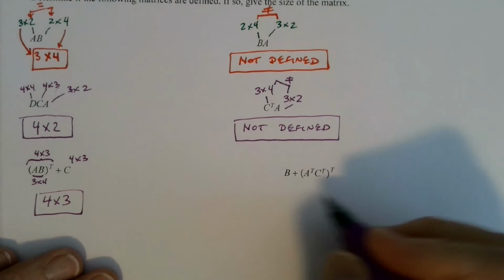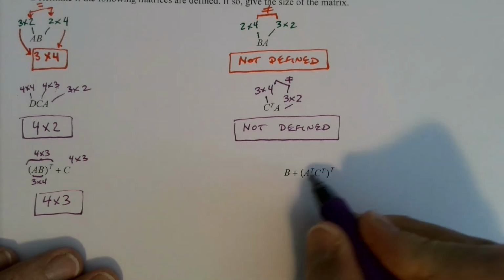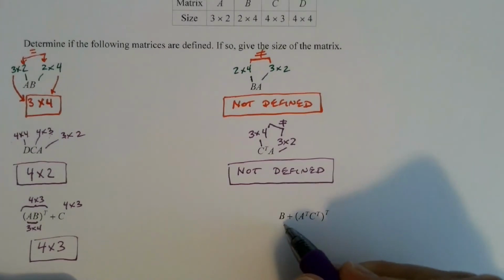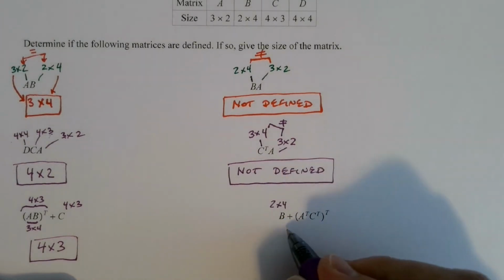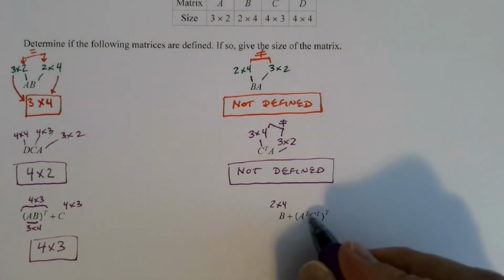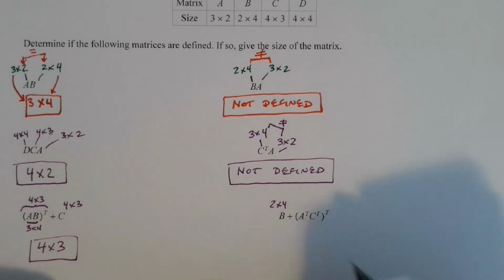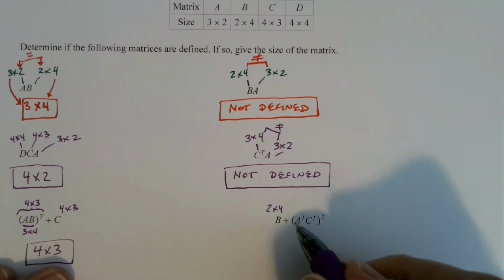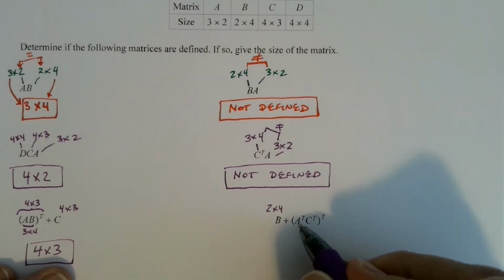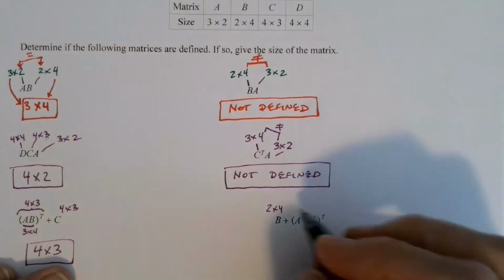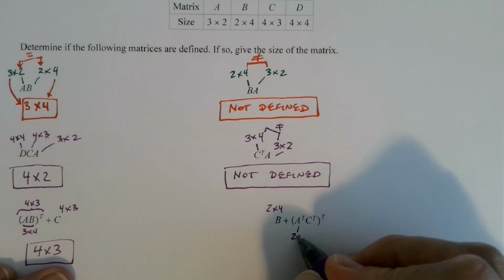Okay, last one has a little bit more going on here. Look at all this over here. So B, right, well, we know B is 2 by 4. So in order for us to add these together, what has to be true? This has to be a 2 by 4 matrix. Well, is it? Okay, we got a lot going on here. Notice I have to do A transpose and then C transpose, multiply them together, and then transpose that. So what's A transpose? A is 3 by 2, so A transpose is 2 by 3.